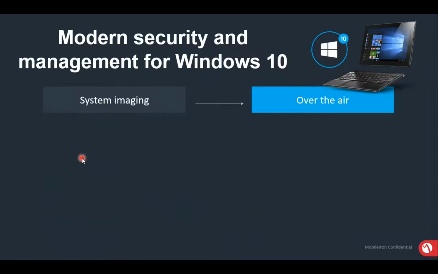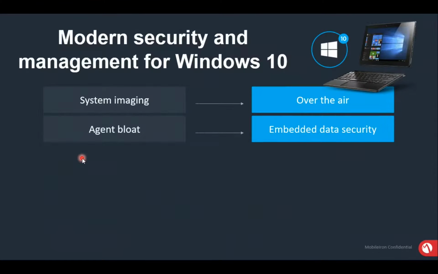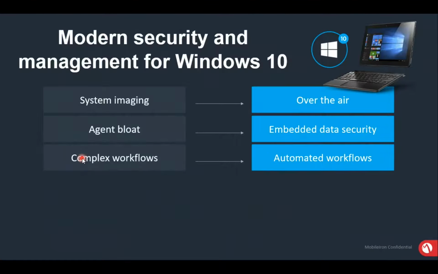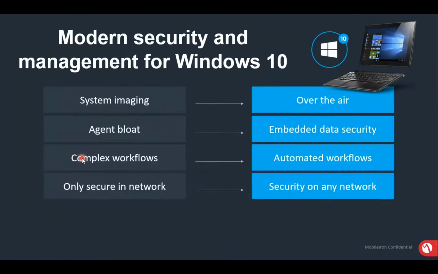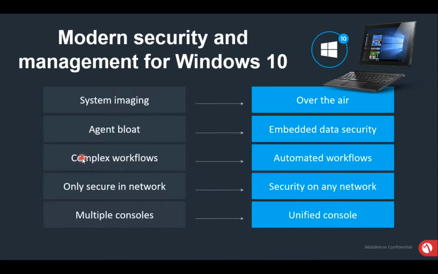For Windows 10, you just have the system imaging over there, and you have the embedded data security, and for complex workflows, you have automated workflows. So you can push the configurations automatically, and you can secure the network so that Windows is secure in any network. Even if it is connected to their home network, you can make sure it has a secure setup. And you don't need multiple consoles to manage the Windows laptop. It will use the same unified UEM console to manage Windows 10.